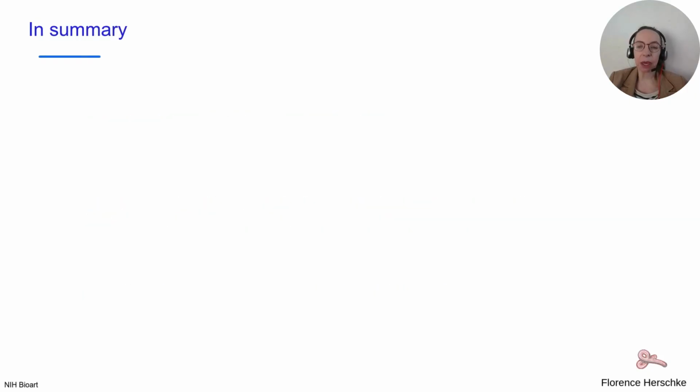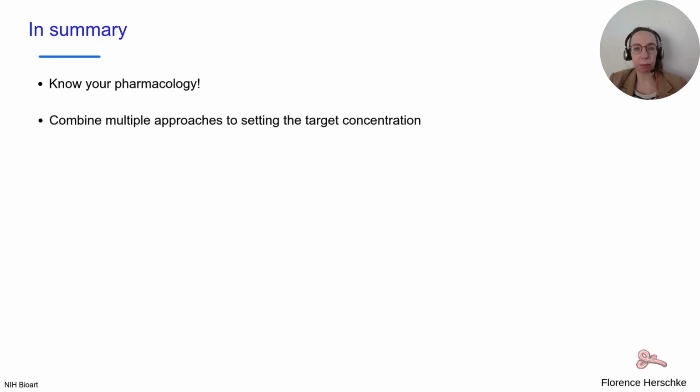All right, here we are at the conclusion. So in summary, it is essential to know your pharmacology. Do start early thinking about the strategy for first-in-human dose selection. You may want to combine multiple approaches to setting the target concentration, so aligning in vitro and in vivo data. You may want to build a buffer for inter-individual variability in PD responses. You will, by the way, do the same for PK responses.